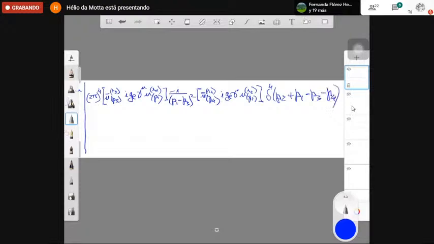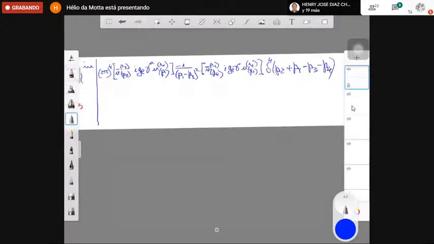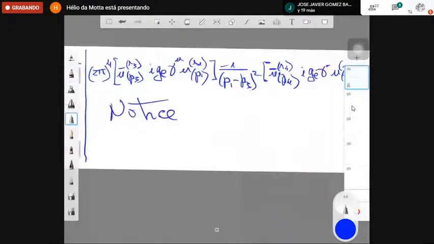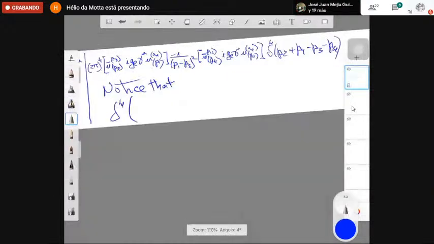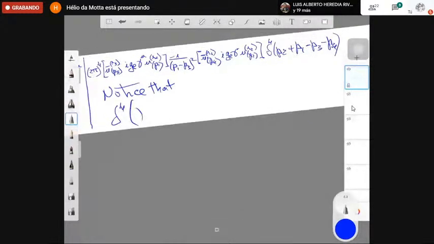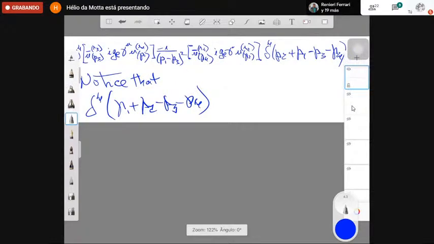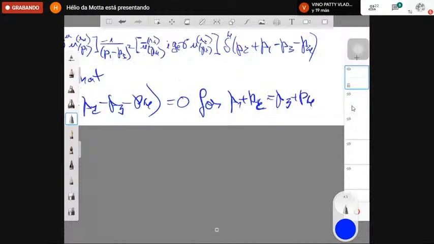Note this delta function, P1 plus P2 minus P3 minus P4, is equal to 0 for P1 plus P2 equal to P3 plus P4. So meaning that this is true, that's not 0. Otherwise, the difference is 0. The effect equals 1. Let's see.